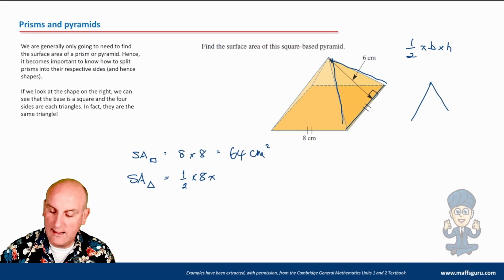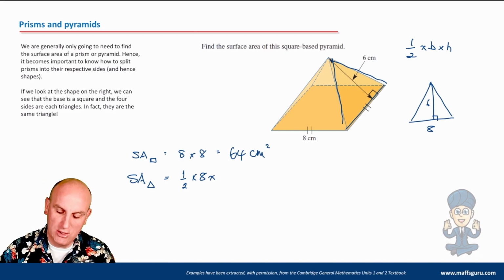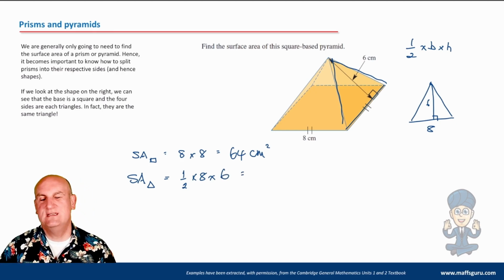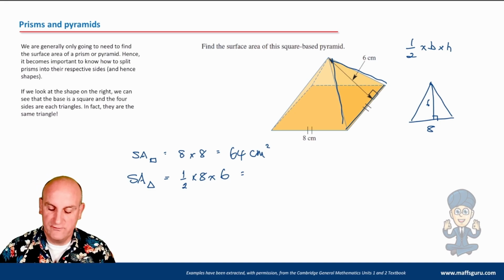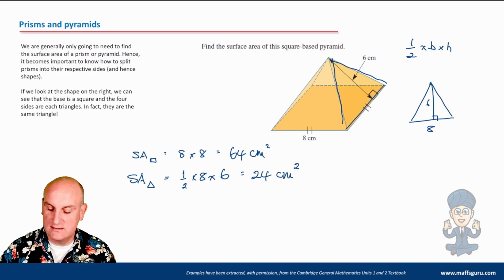If I was to draw my triangle out so it was flat on, that's 8. And they're telling me with that line that that is 6, which meets at a right angle. And again, they very kindly put that right angle on there to tell me that that 6 centimeters is a height. So 8 times 6. Right, 8 times 6 is 48. Divided by 2 is 24 centimeters squared.